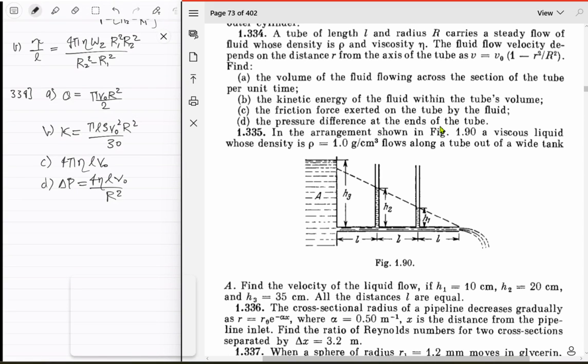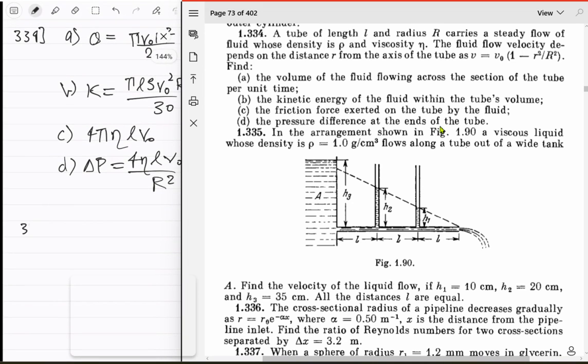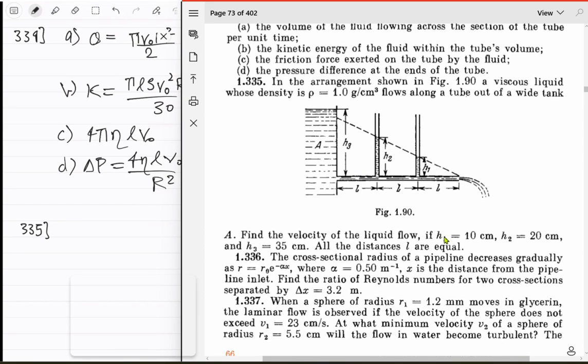So I have to remember this: the fluid resistance is 8 eta L upon pi R power 4. 335. In the arrangement shown in figure 1.90, a viscous liquid whose density is rho flows along a tube out of the wide tank A. Find the velocity of the liquid flow if h1 is equal to 10 centimeter, h2 equal to 20 centimeter, and h3 is equal to 35 centimeter. All the distances L are equal.